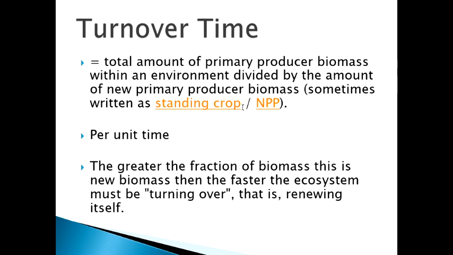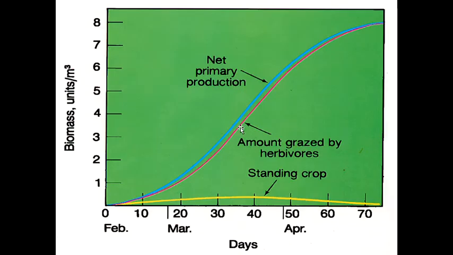But if you look at it as dividing the amount of new primary or standing crop by the new primary producer biomass, you get this notion of turnover time. The greater the fraction of the biomass that is new biomass, the faster this ecosystem is turning over, renewing itself. One way to look at this is any plants that are produced over this course of time are eaten up. They're gone. They're taken out of the system completely.